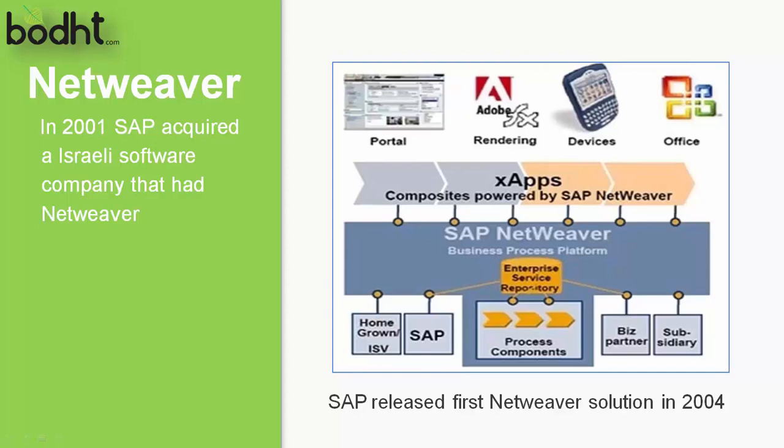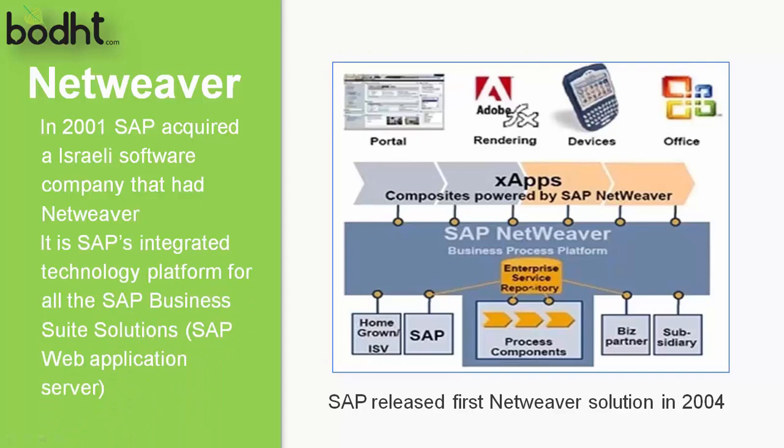The benefit of NetWeaver is that it made it possible for companies to access SAP on the internet, maybe through a portal or Adobe Forms or through mobile or even through MS Office. So all these were possibilities. It is SAP's integrated technology platform, because the entire business suite we have today, which we are going to see in later slides, is built on it. All the business suites SAP has today are based on this platform, NetWeaver.